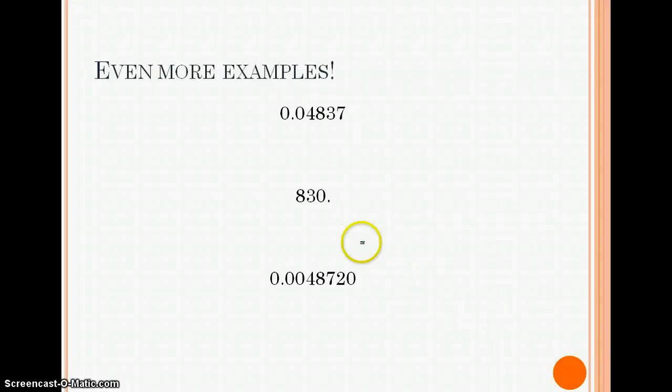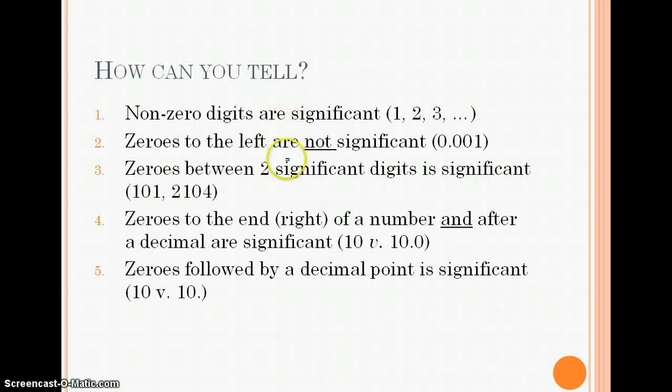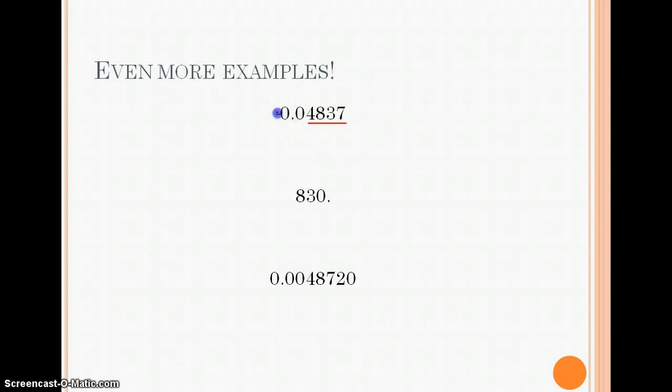Alright, let's look at the answers. So here we've got 4 sig figs. And what about these zeros? Well, if we look at the rules really quickly, zeros to the left are not significant. So these 2 zeros are not going to be significant. So we only have 4 sig figs.